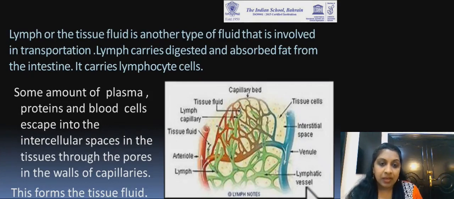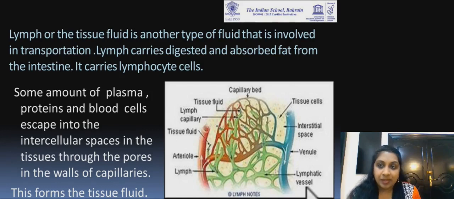Next, I would like to tell you about the heart. Now, the heart is the pumping organ of the human body. You are all aware of it. And that is the last component of the transportation system in the human body. And because of its pumping, it helps to push blood through the blood vessels to different parts of the human body.